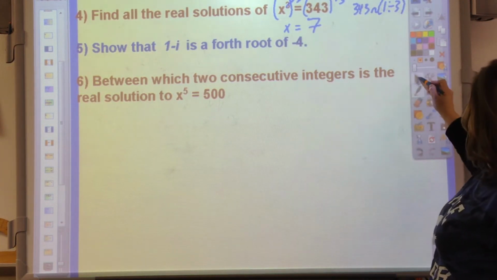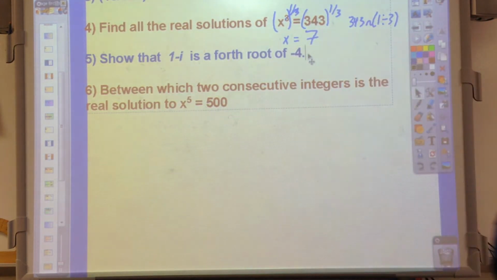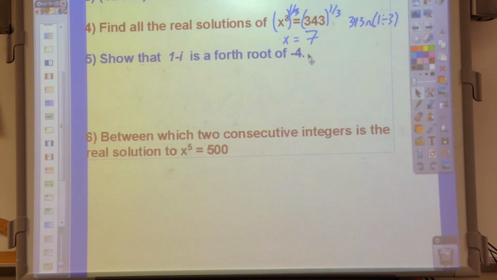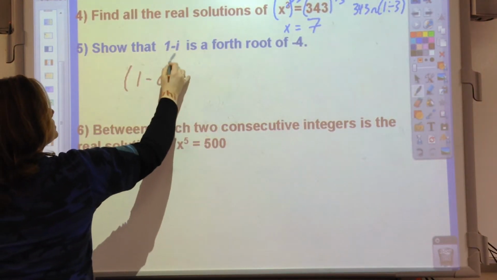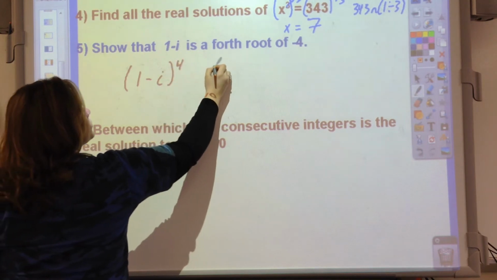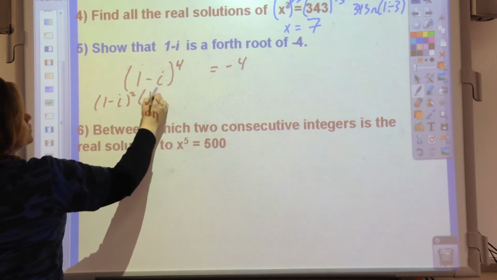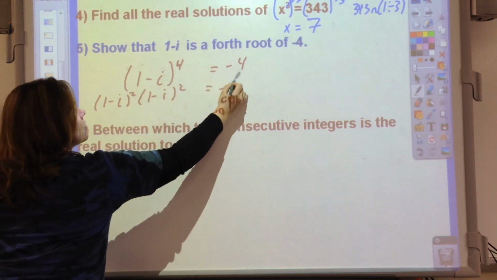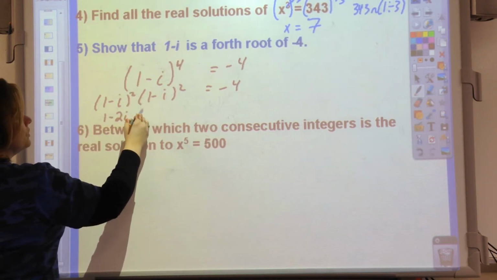All right. For this next one, I'm going to need a little more space. To show that 1 minus i is a fourth root of -4, we are simply going to raise 1 minus i to the 4th power. And we want to show that we get -4. So over here I'm going to rewrite it as (1 minus i) squared times (1 minus i) squared. And hopefully here you'll agree I get 1 minus 2i plus i squared.